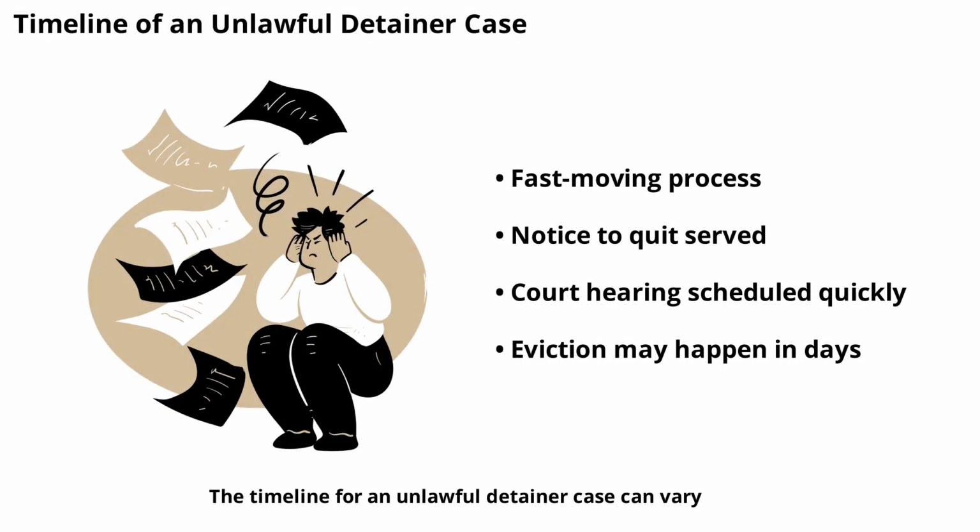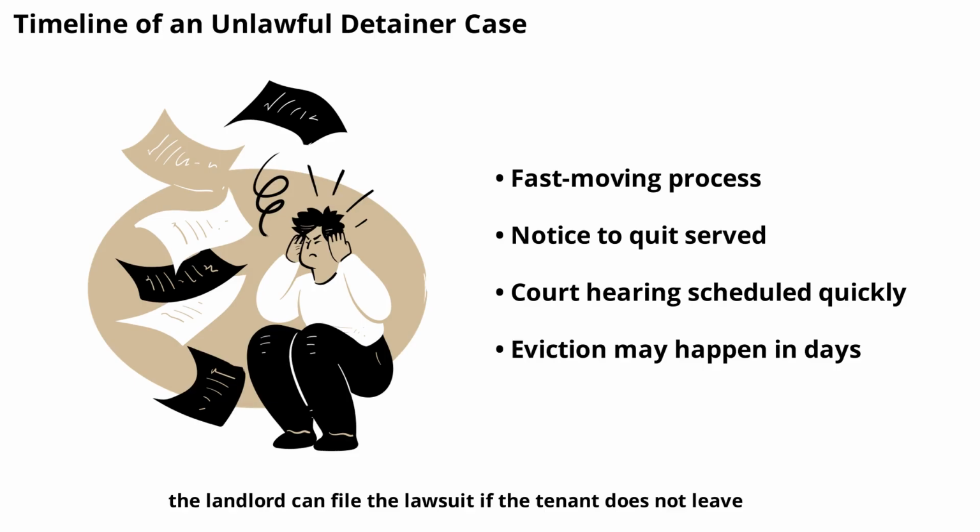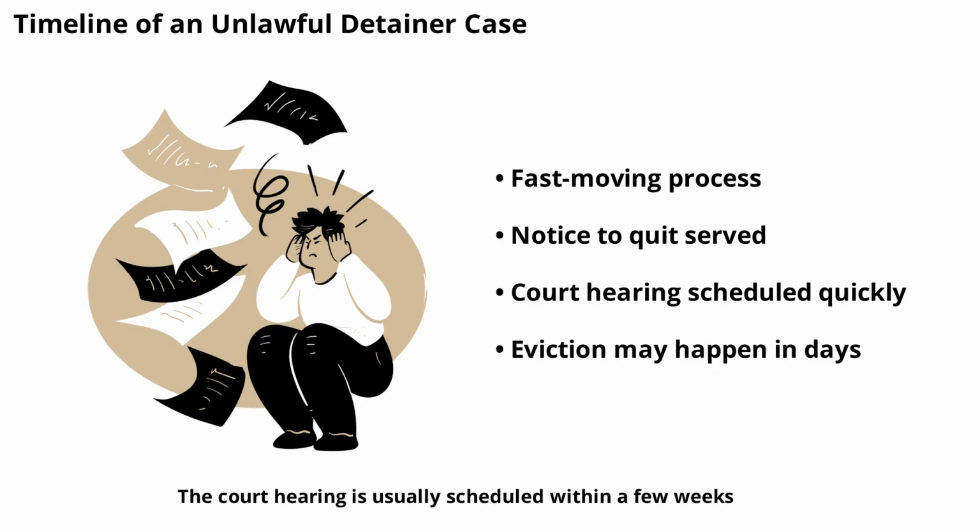The timeline for an unlawful detainer case can vary, but it generally moves faster than other types of lawsuits. After the notice to quit is served, the landlord can file the lawsuit if the tenant does not leave. The court hearing is usually scheduled within a few weeks, and a decision is made shortly after. If the court orders eviction, the tenant may have only a few days to move out before law enforcement steps in. Understanding this timeline helps both parties prepare for each stage of the process.